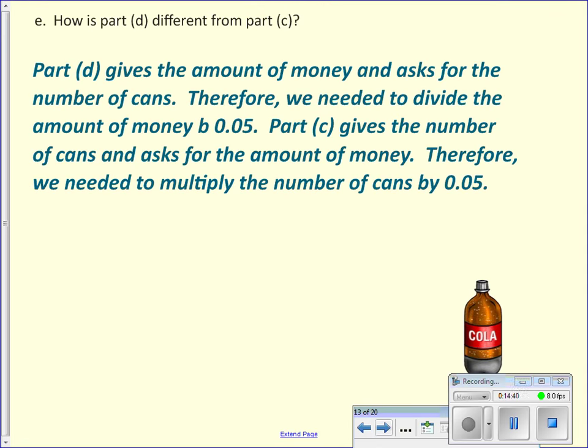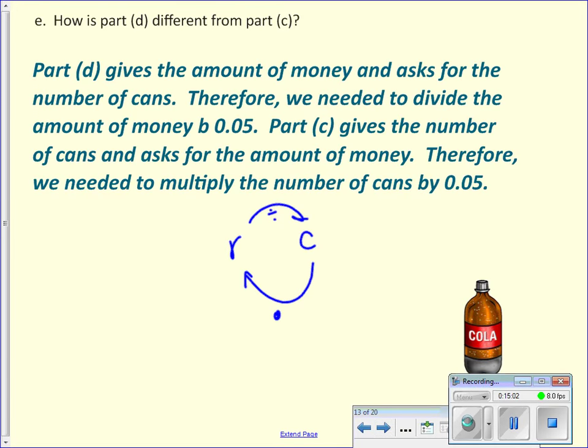Part D and C are different because Part D gives us the money and asks for the cans. So to go from refunds to cans, we had to divide. But to go from cans to refunds, we had to multiply. So there's that relationship again between multiplication and division.